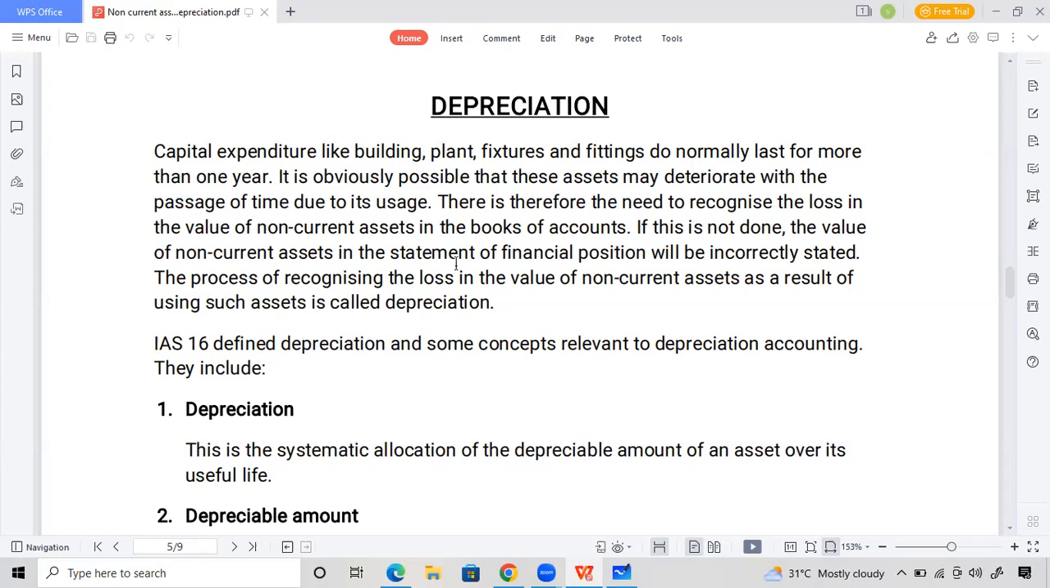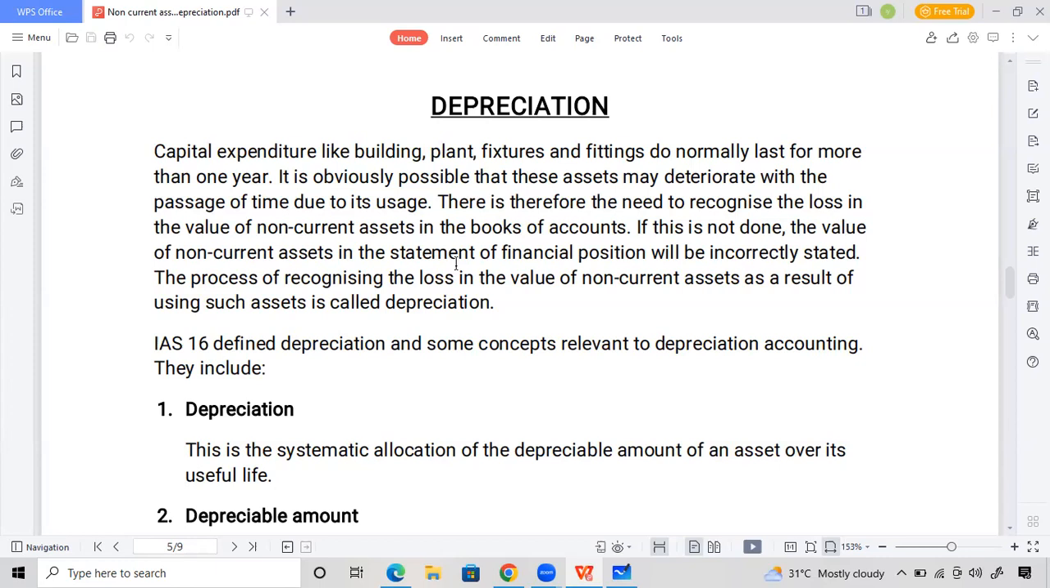The process of recognizing the loss in value is called depreciation. Depreciation is the loss, the fall, or the reduction in the value of an asset. Depreciation is the reduction in the economic value of an asset, due to time and usage. Just like the phone or any of the equipment that you're currently using, listening to me now.